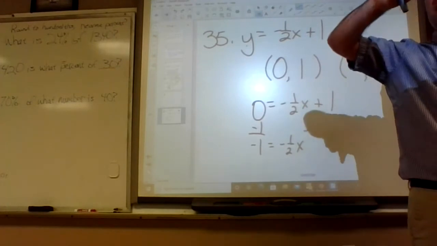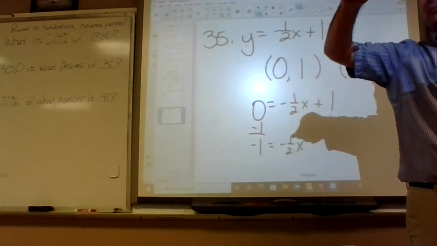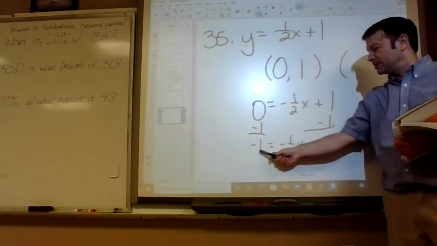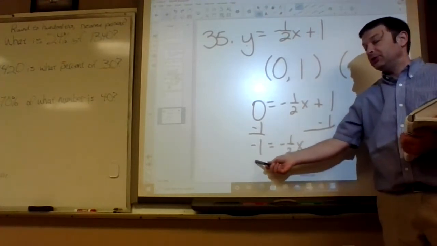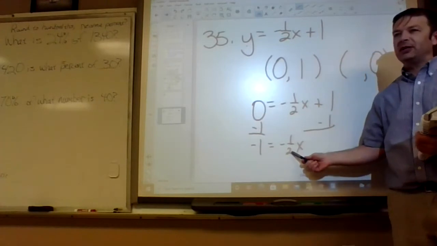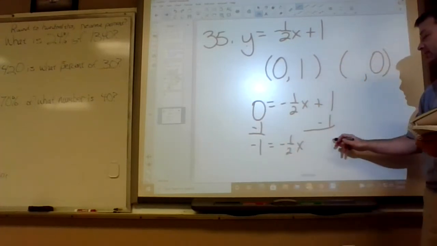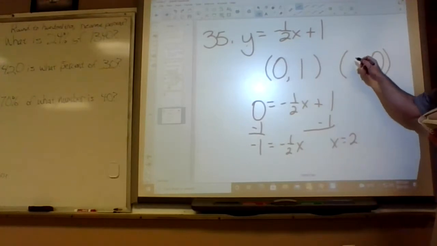I don't know if you guys remember middle school. When you divide by negative 1/2, you're really multiplying by negative 2. You can just plug in your calculator, negative 1 divided by negative 1/2. But really it's negative 1 times negative 2, which makes x equal to 2.